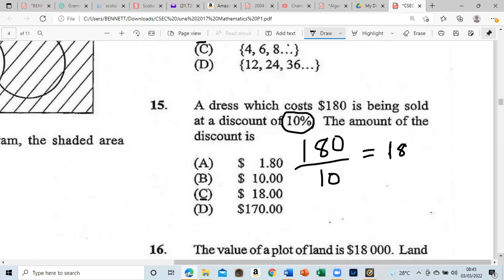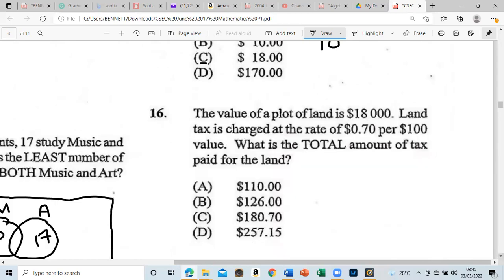Alright, let's move on to number 16. Hope you guys are not just skimming through and you're actually watching the video and processing it. So it says the value of a plot of land is $18,000. Land tax is charged at a rate of 70 cents per 100 value. What's the total amount of tax paid for the land? Now, this is the approach I would take. I would just find how many $100 are in $18,000, and then, because they give me the rate per 100, times by 70 cents, right?